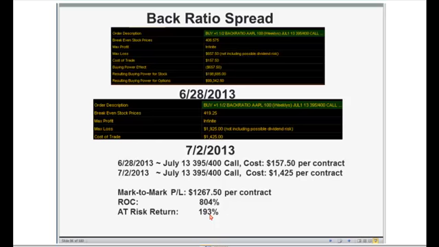So it's a pretty cool trade. It's a good way to leverage, but also control your risk. You know what your risk is, and it's unlimited profit potential to the upside. So that's pretty much it.